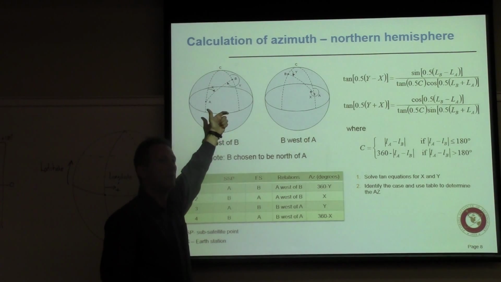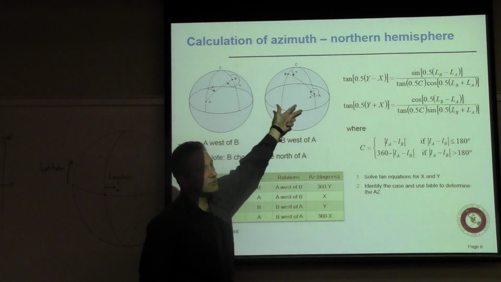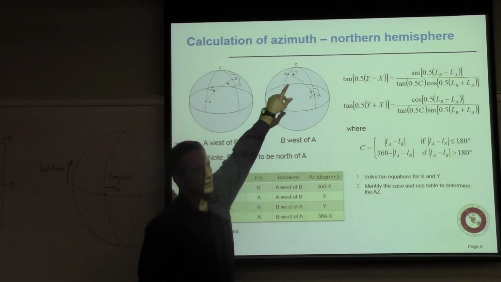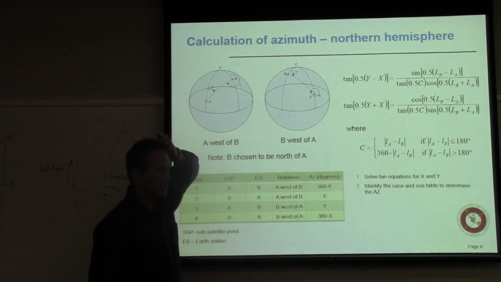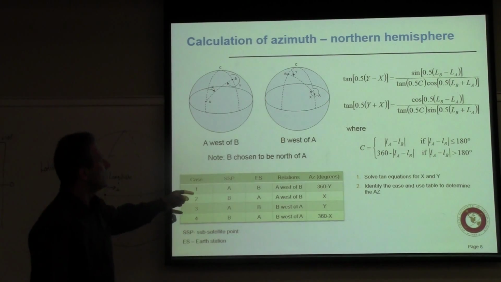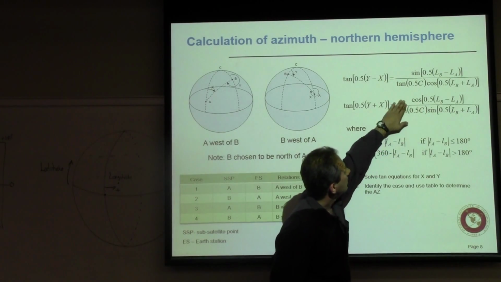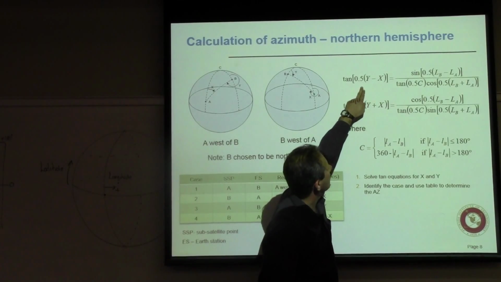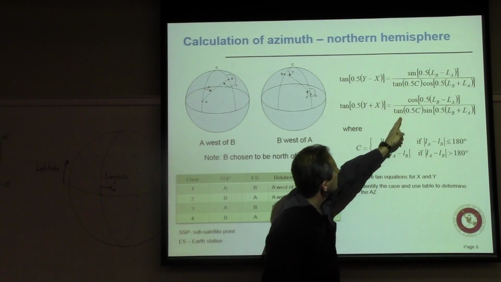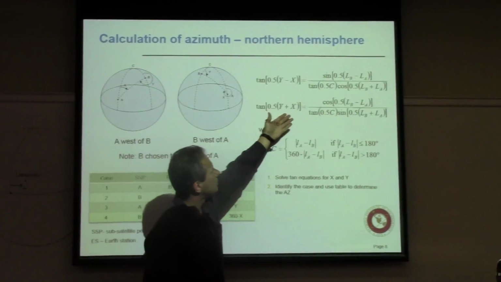A is west of B, but A is the Earth station, B is the subsatellite point. A is east of B, A is the Earth station, B is the subsatellite point. And A is east of B, A is the subsatellite point, B is the Earth station. So you have 4 different cases. I guess they're given here, and these are the calculations. First, you would use the latitudes of A and B and calculate the tangent of 1/2 (y minus x) and 1/2 (y plus x). You take the inverse tangent here, so you get y minus x and y plus x, and then you get 2 equations with 2 unknowns.